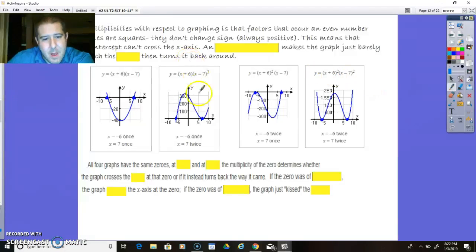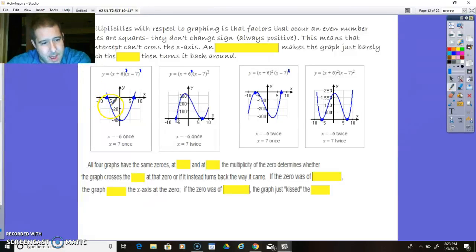-6 and +7. Now, you're probably wondering, why don't all four graphs look exactly the same if they have the same solutions? Because they don't have the same multiplicity. This one has a multiplicity of 1 and 1, this one's 1 and 2, this one's 2 and 1, and this one's 2 and 2. Now, there's an easy way of identifying whether or not the multiplicity is odd or even.